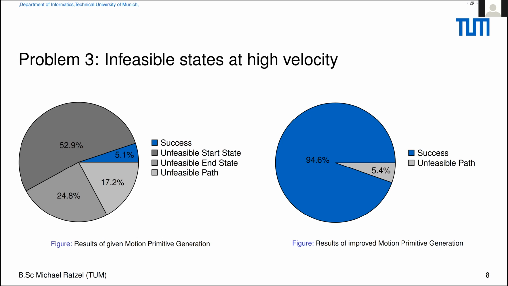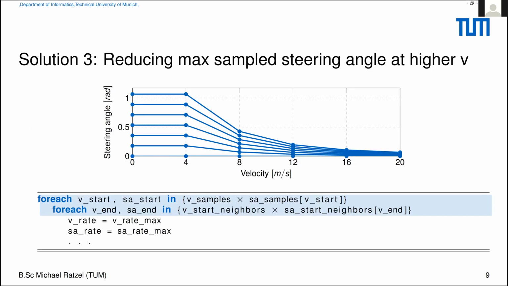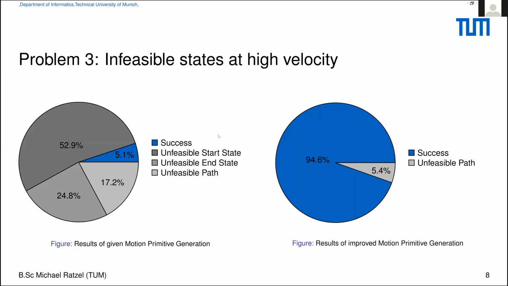So the idea, or my idea, was to reduce the max sample steering angle at higher velocities to the maximum capability of the car. For example, at 20 meters per second, the car can only steer a little bit before getting out of control. So in the sampling, for the steering angle, we now consider the velocity which was used, such that we get into those bounds. And with that, these two error fields are also resolved, and 94.6% of the trajectories the motion primitive generator tries to generate now will succeed in a valid trajectory.